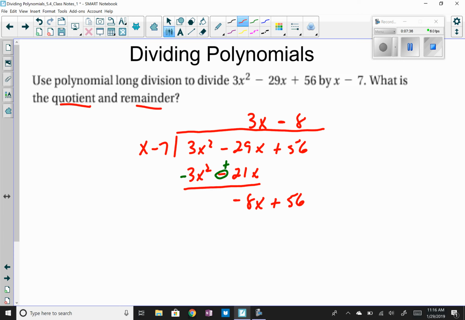Negative 8 times x is negative 8x. Negative 8 times negative 7 is positive 56. Change the signs. This becomes plus. This becomes minus. Everything eliminates each other. So we have no remainder. So here the quotient is 3x minus 8. And the remainder is 0.